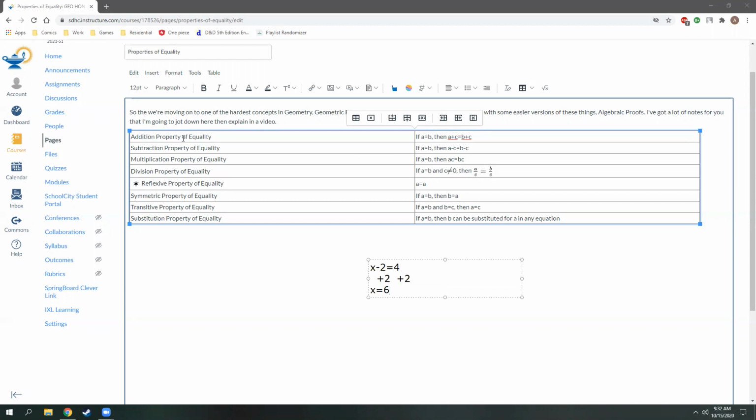So these first four are just literal explanations of how you do algebra. If you add to both sides, it's addition property. If you subtract from both sides, if you multiply both sides, if you divide both sides, then it's those four properties. That's basically all of algebra, frankly. But we're not in algebra. We are in geometry. And geometry at times can be difficult, and this is one of the things.